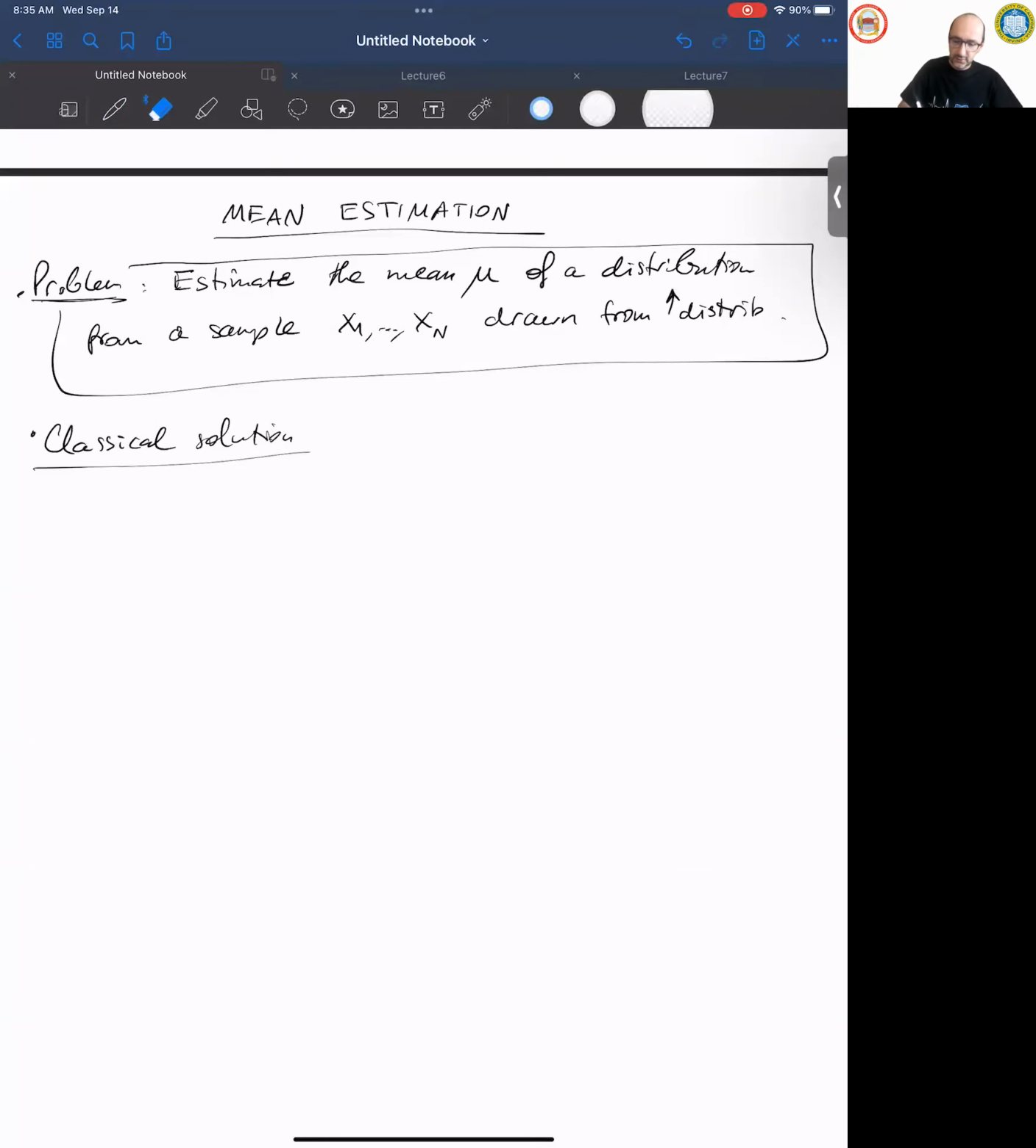So the classical solution is to take the sample mean, which we denote mu hat. You add these salaries together and divide by capital N. And in statistics, the hat usually stands for the estimator, something that we derive from the sample and that's supposed to estimate the mean mu.